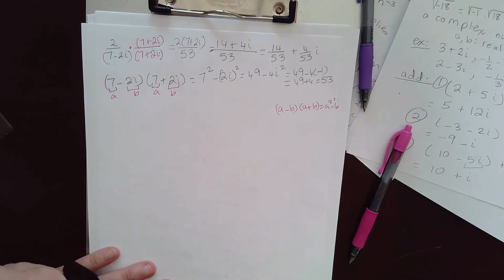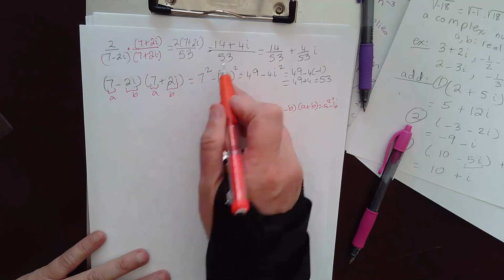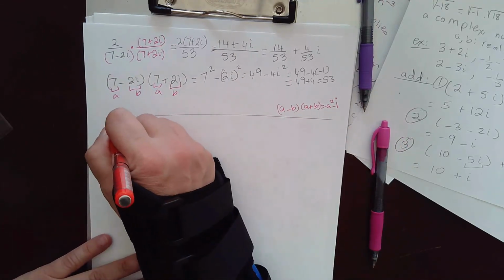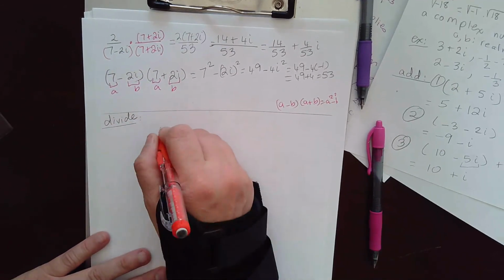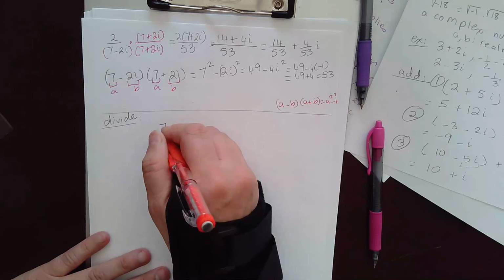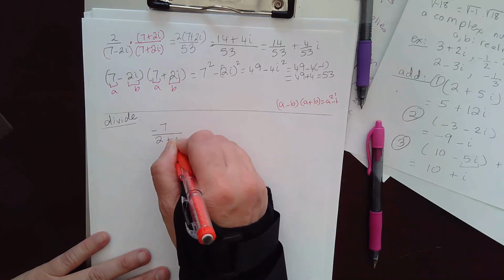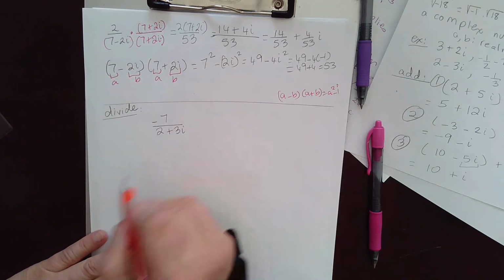So whenever you multiply conjugates, you always get rid of the i in the denominator, and that's what I want. I just want a number in the denominator. So let's do one more problem. Divide -7 by 2 plus 3i. Now, what is the conjugate of 2 plus 3i?